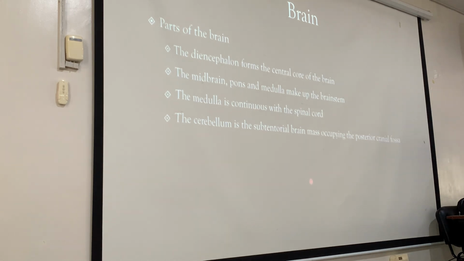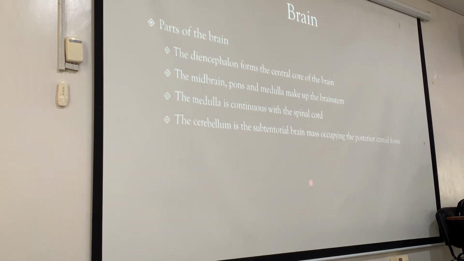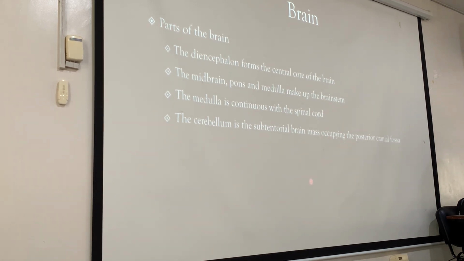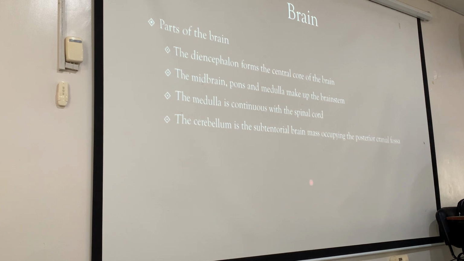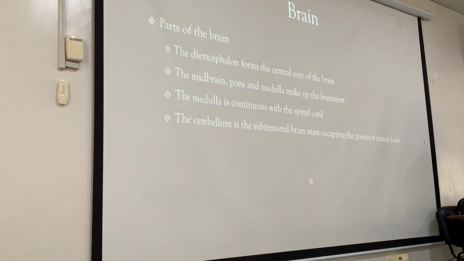Okay, so those are the periphery. If you go inside, into the deeper parts of the brain, we have the diencephalon, which forms the central core of the brain. And then inferior to the diencephalon, we have the midbrain, the pons, and the medulla, which are the three components of the brain stem. And then below the medulla, we have the spinal cord. And then the cerebellum is the subtentorial brain mass occupying the posterior cranial fossa.